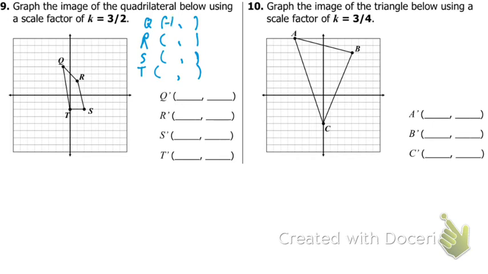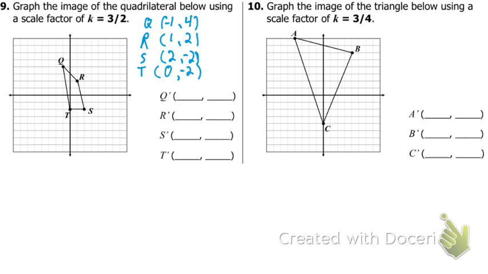Okay, Q is where? Negative 1 comma what? Negative 1 comma 4. Okay, R is where? 1 comma 2. And now notice this graph's the same as our original graphs were, so be careful on these, okay? S is where? 2 comma, nope. Negative 2. T is? 0, negative 2. Now, what's their scale factor here?